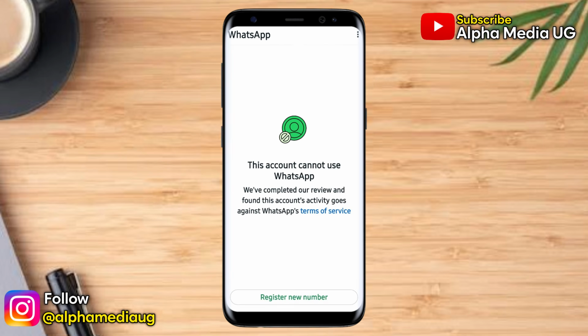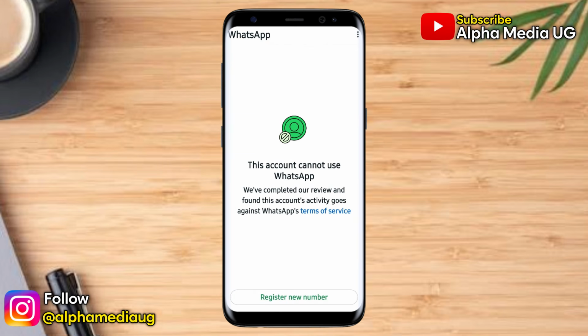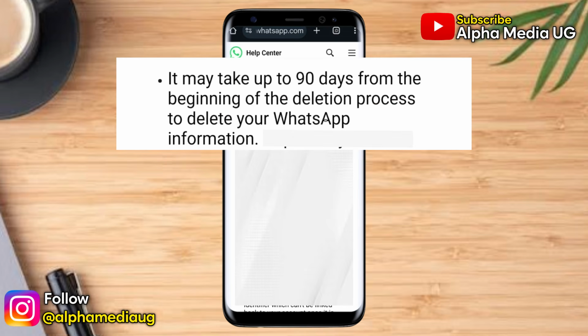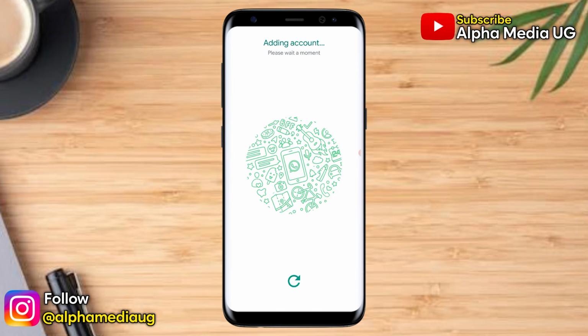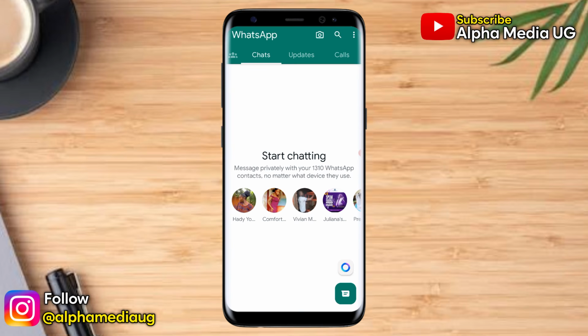So in this case, the second solution is for you to wait for a period of 90 days, which is about 3 months. So within those 90 days, the WhatsApp system will detect the affected number as being inactive and will delete or remove that number from the WhatsApp servers. And therefore, after those 90 days, you can now try registering your number on WhatsApp, and this time you should be able to use your WhatsApp account again.